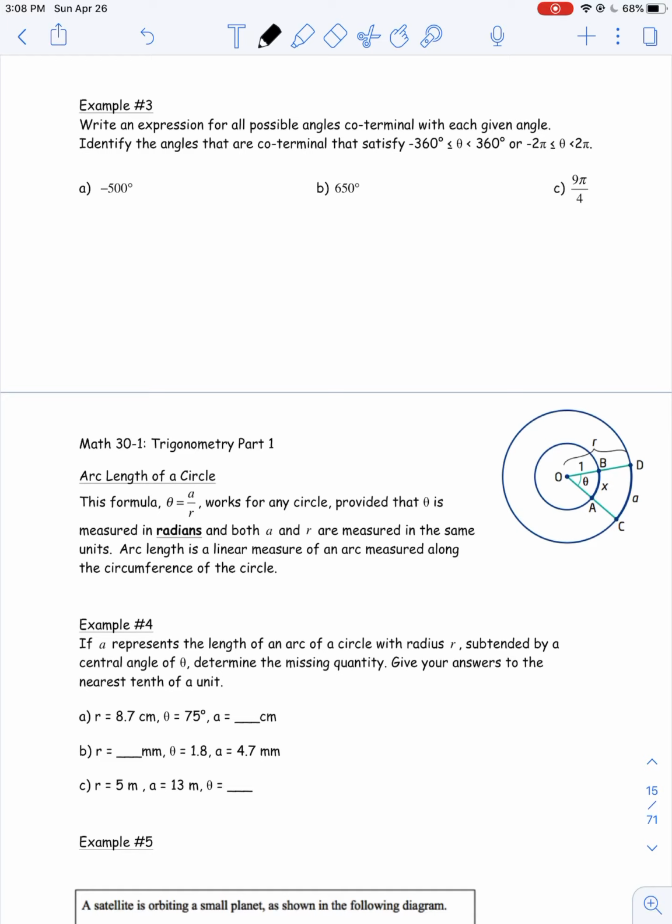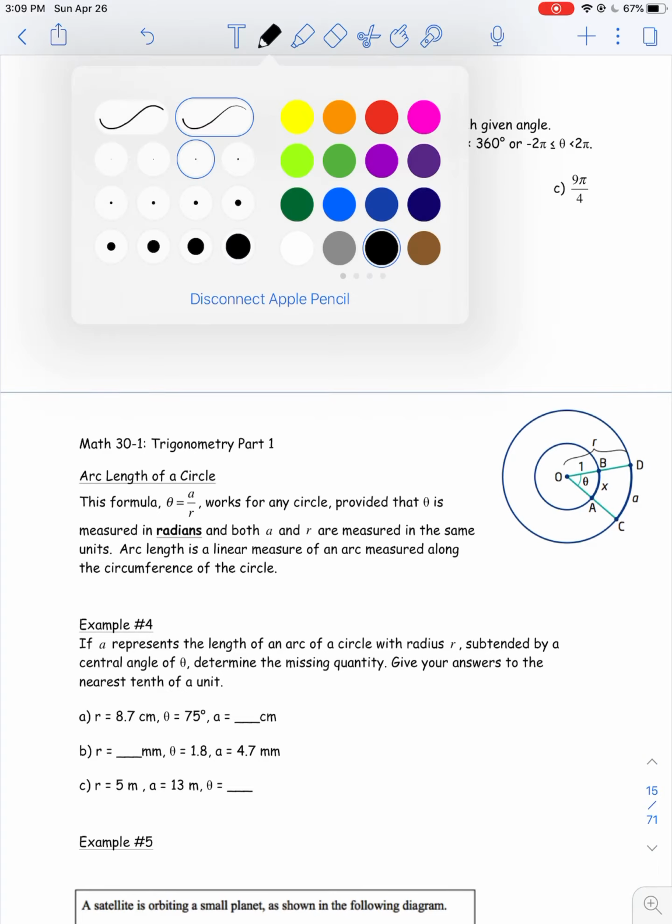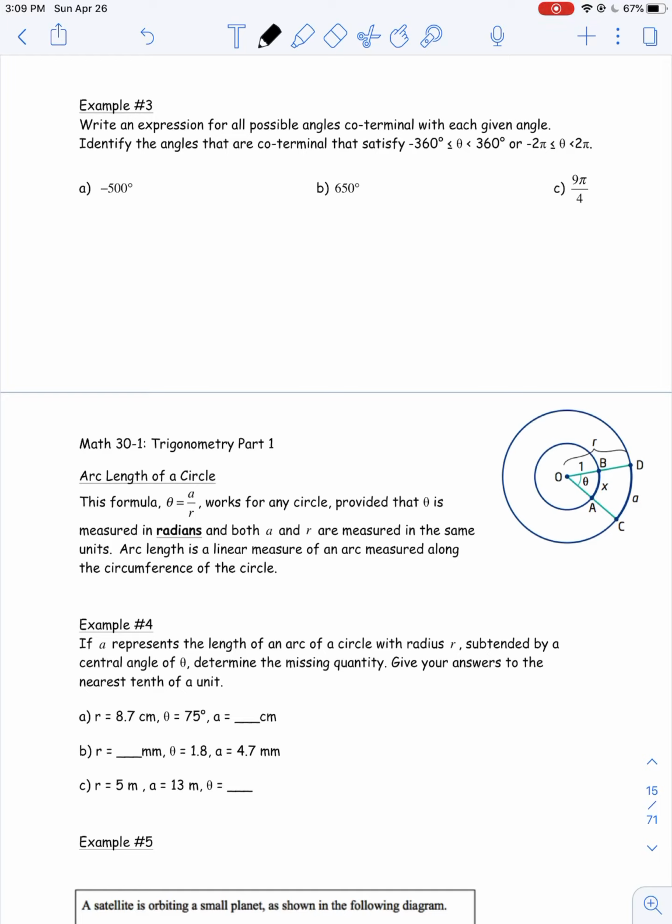Example number 3. We want to write an expression for all possible angles that are coterminal with each of these angles. Identify the angles that are coterminal that satisfy negative 360 to positive 360, or negative 2π to positive 2π. So let's start with figuring out what coterminal angles go from negative 360 to positive 360. Well, I'm already past negative 360, so I'm only going to have to add 360 until I get every value between negative 360 and positive 360.